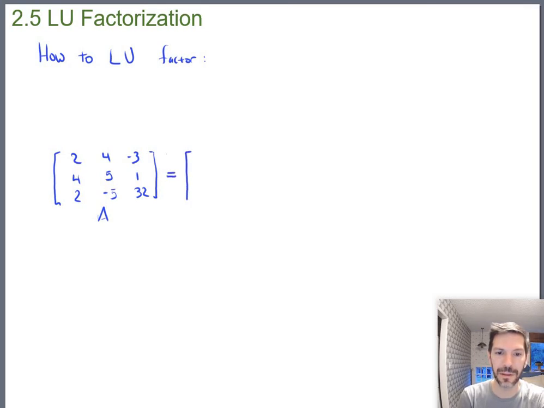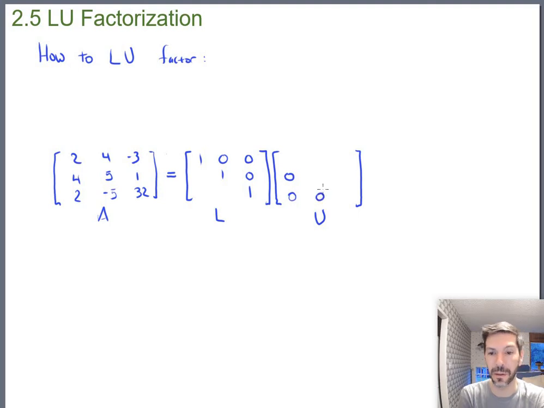We can certainly start by setting up our blanks. We've got L and U. We know L is going to have 1s on the main diagonal, 0s above. We know that U is going to have 0s below, not necessarily 1s on the main diagonal.